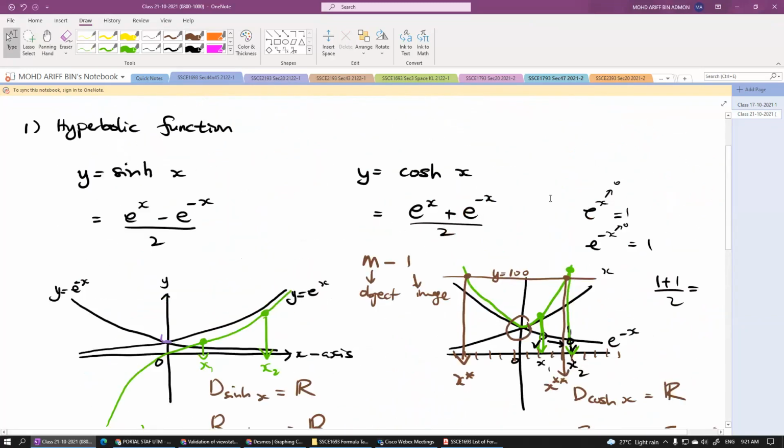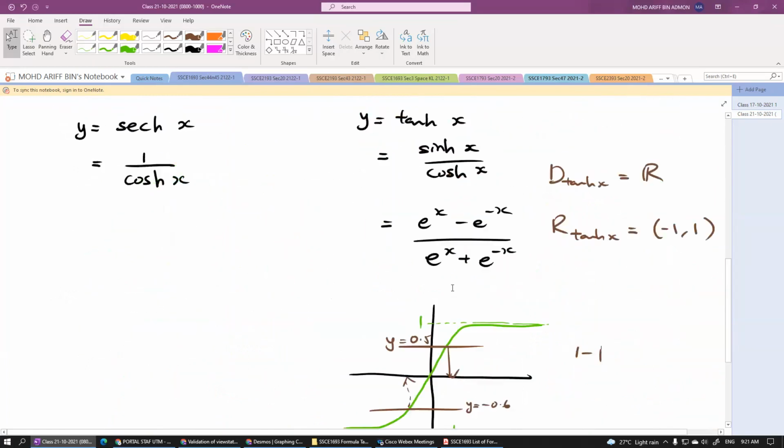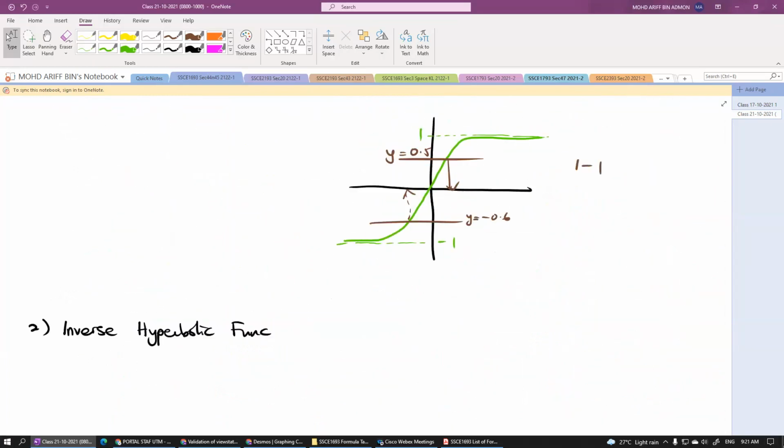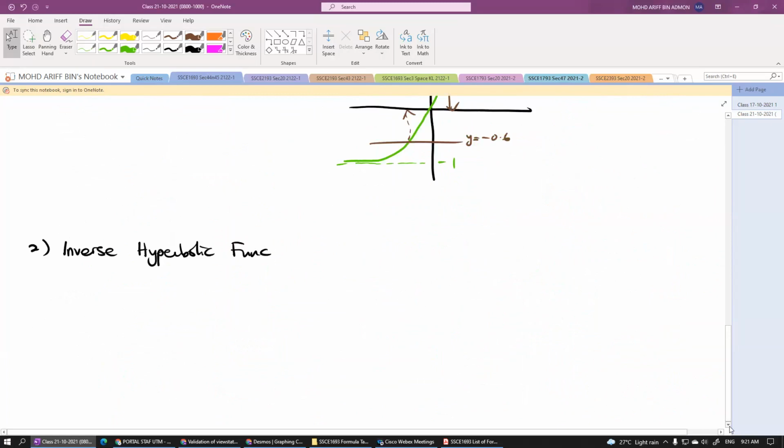But what happens to our many to 1? We have to modify the function. If you have a many to 1 function, you have to modify it by making some restriction. I will go through that after this. Okay, we go for the inverse of hyperbolic first, hyperbolic sine.